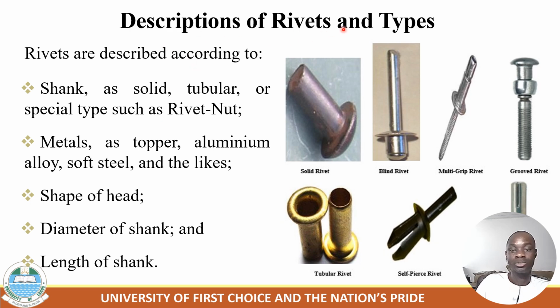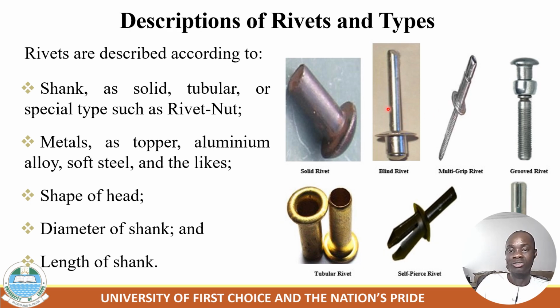So, description of the rivet and types. Rivets are described according to shank. So we have solid, tubular, and blind. This is a solid rivet. This one is a tubular rivet. This one is a blind rivet.